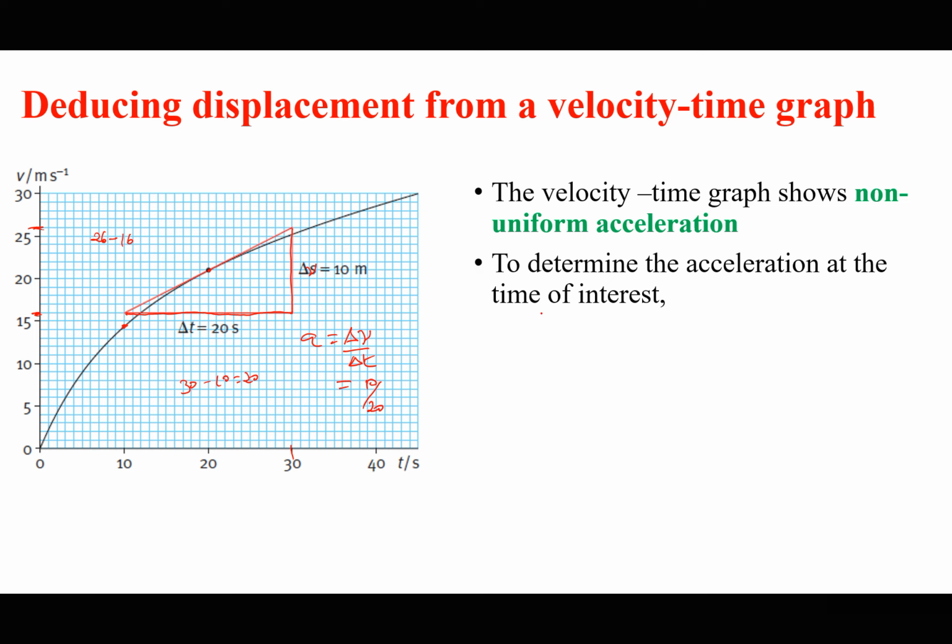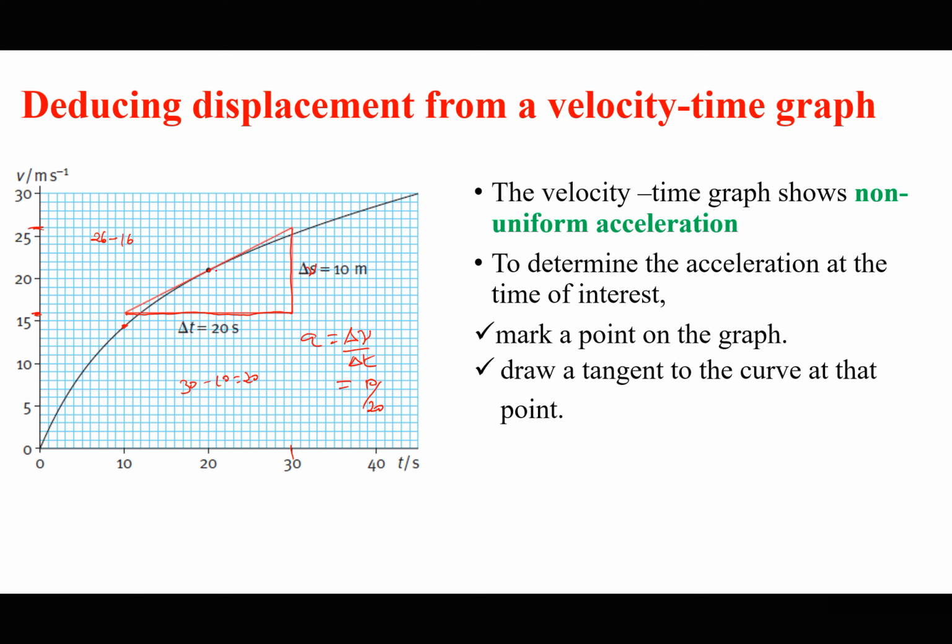At any time of interest, we mark a point on the graph at the time you want to find. For example, here I wanted to find at 20 seconds. Then draw a tangent to the curve at that point. A tangent is a line which touches just that point evenly and uniformly. So you try to balance this line so that it does not enter into the curve. So that is a tangent.